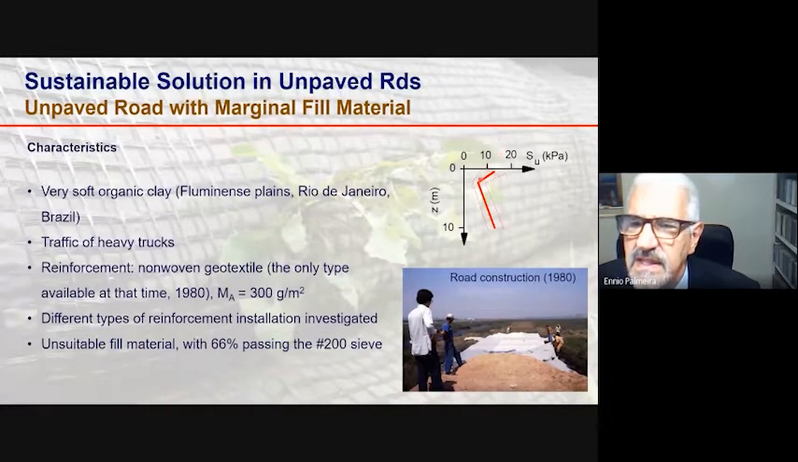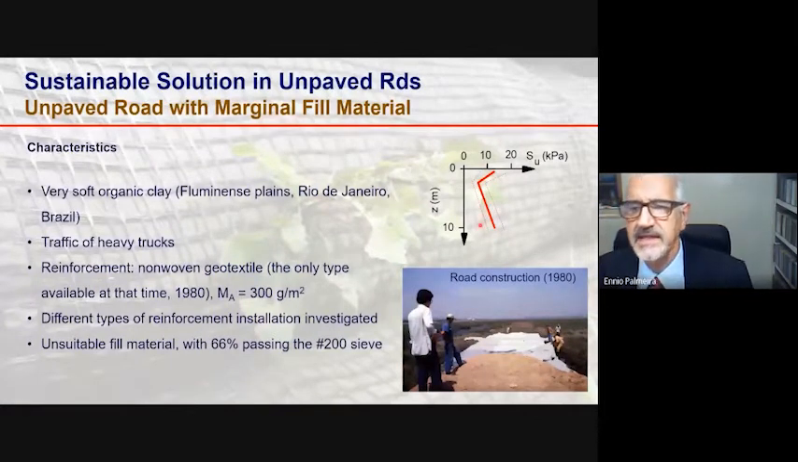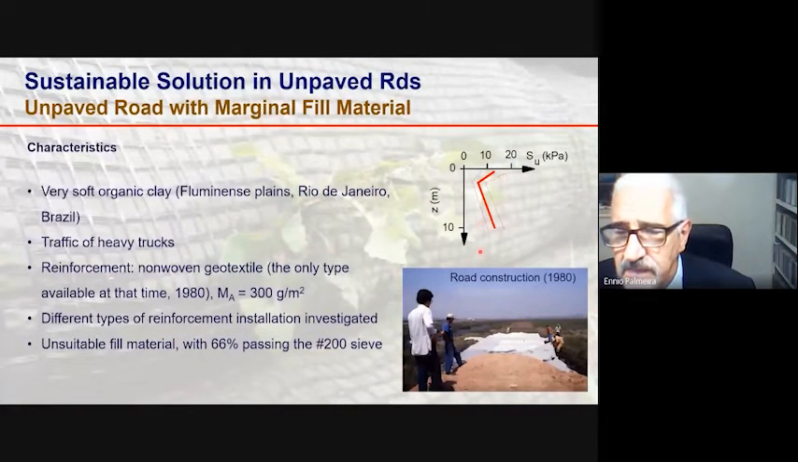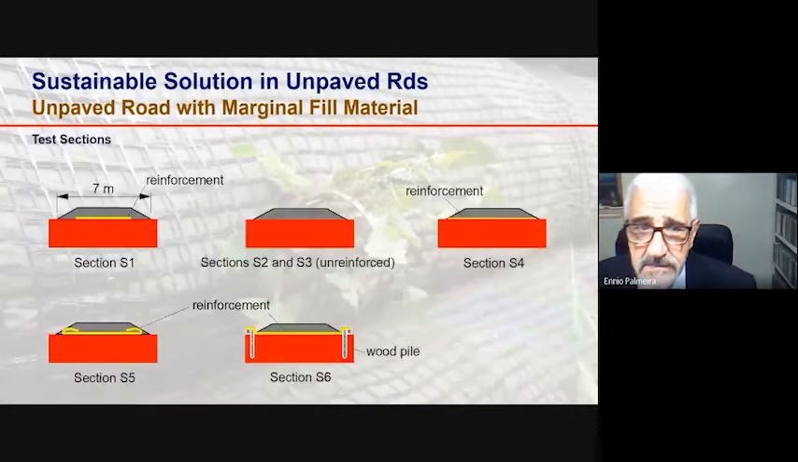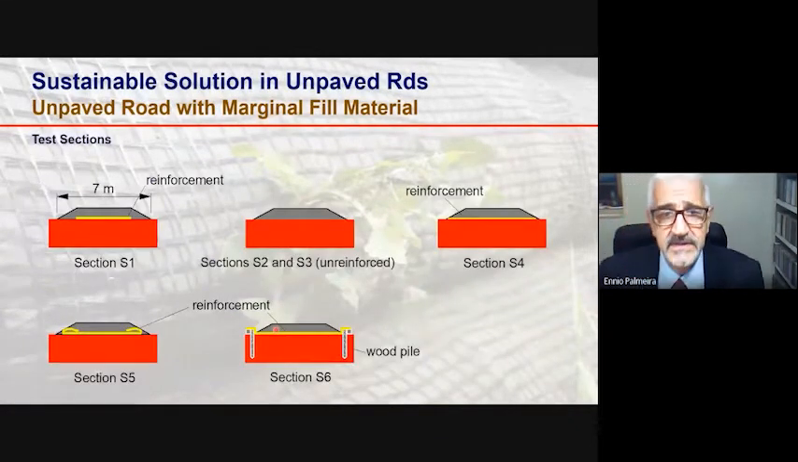You see here the variation of undrained strength of the soft foundation with an average undrained strength of approximately 10 kPa, very soft material. And here an image during the construction of the road. As I mentioned before, we investigated different types of installation of the reinforcement.